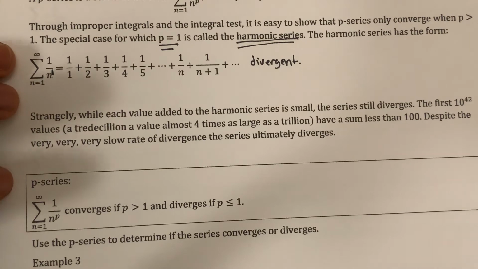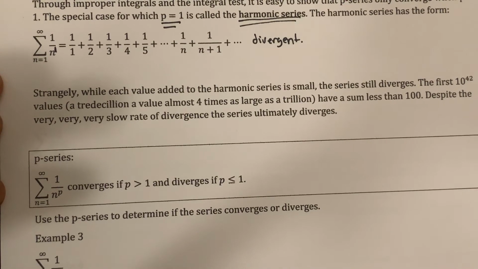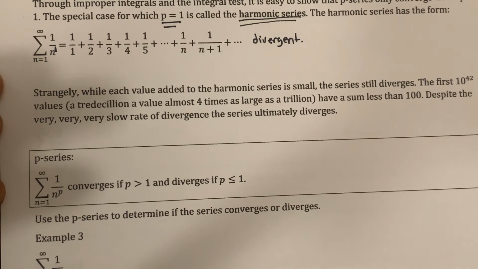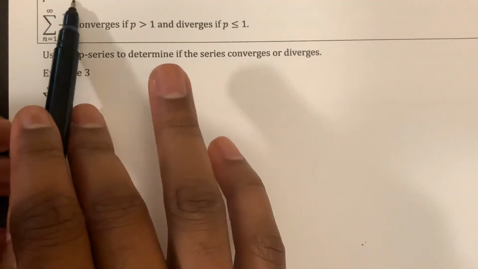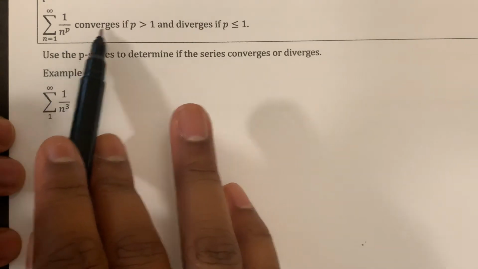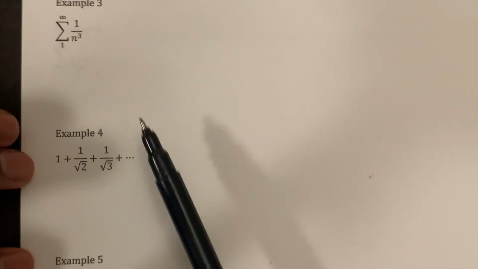So p-series don't involve any work at all. You can just look at the series, and if the exponent is greater than 1, the series is convergent. If the exponent is less than or equal to 1, the series is divergent. So this is what we have: the p-series. It converges if p is greater than 1, diverges if p is less than or equal to 1. Now, you can use the integral test to justify any of these, but we're not going to do that.